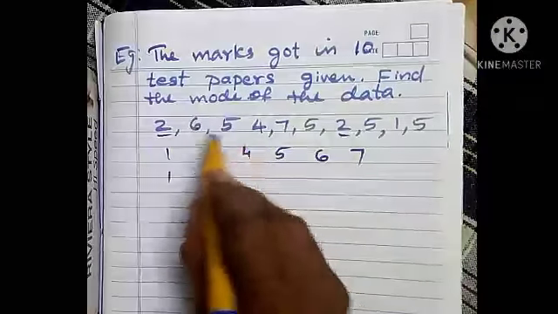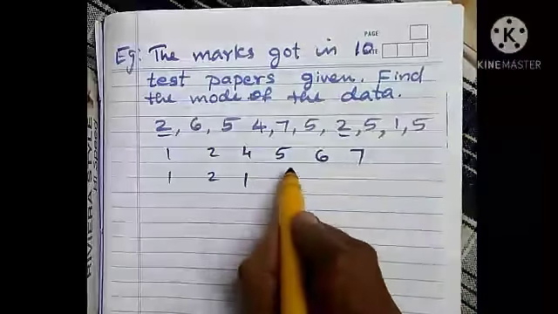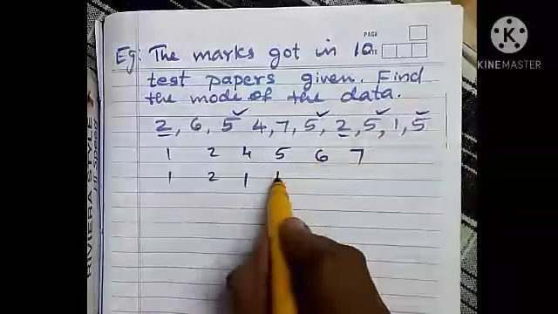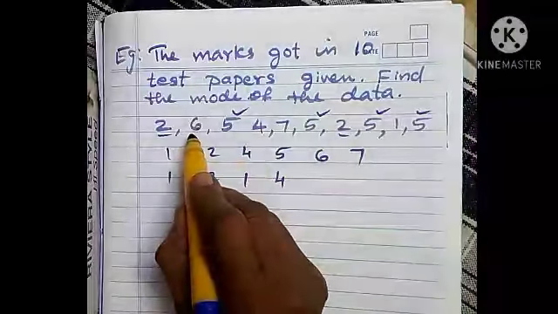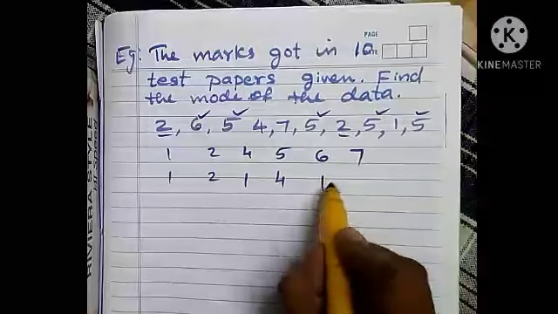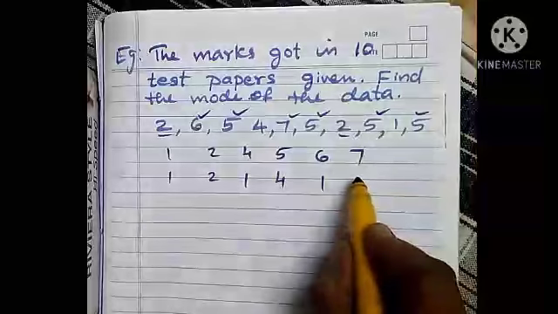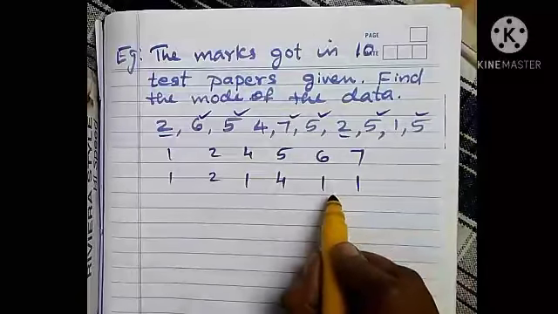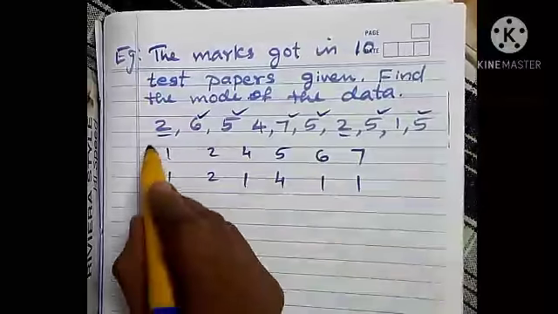Then 4, how many times? Only one time. 5, how many times? 5, 5, 5, 5. So 4 times. Then 6, only one time. Then 7, how many times? That also one time. Now, which is having more frequency, which is having the maximum frequency?